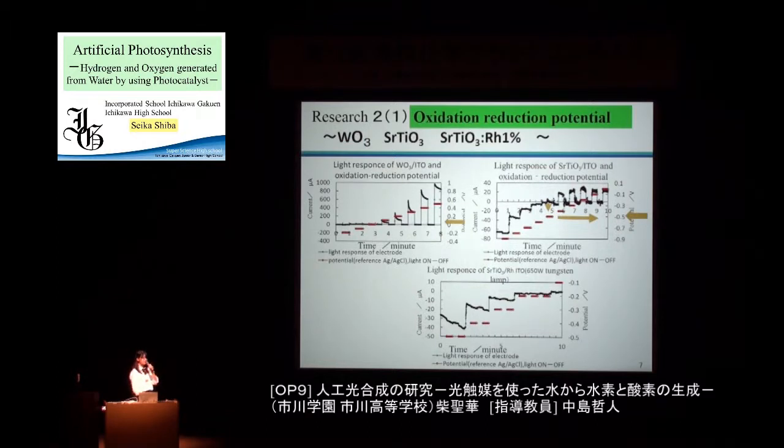These three graphs show the same results. These results reflect the potential of the conduction band for each semiconductor. I was able to confirm that this semiconductor gains reduction current at a lower potential by doping rhodium in strontium titanate, so that I could confirm that this is a P-type semiconductor.